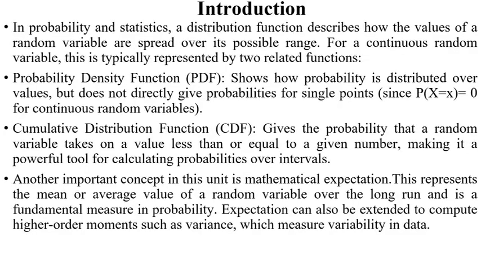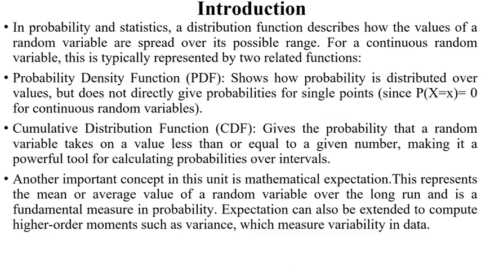Introduction. In probability and statistics, a distribution function describes how the values of a random variable are spread over its possible range. Before, when we were talking about random variables, I said there are two types: the discrete random variable and the continuous random variable. So a continuous random variable is typically represented by two related functions. The first one is the probability density function, which is the PDF.